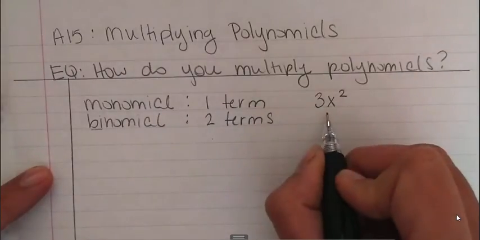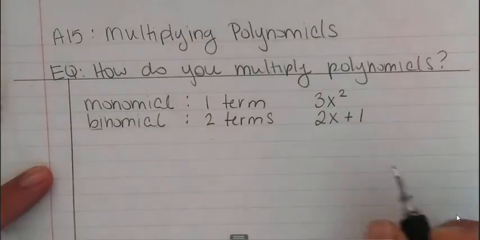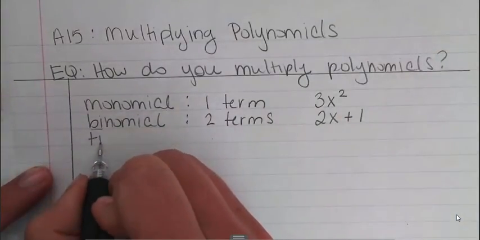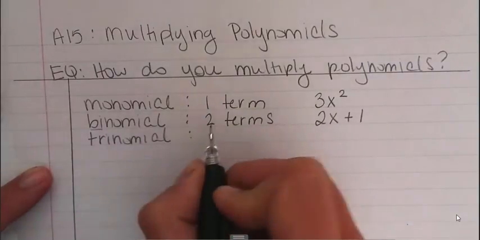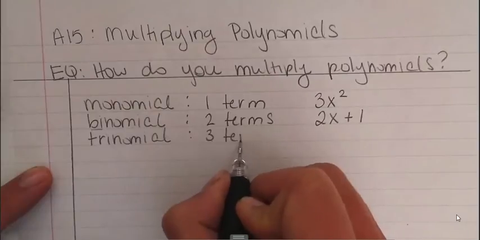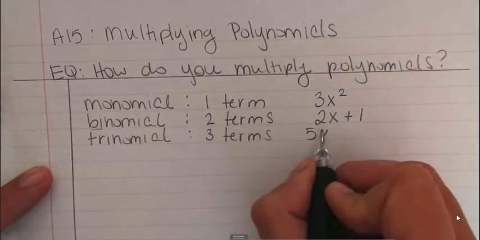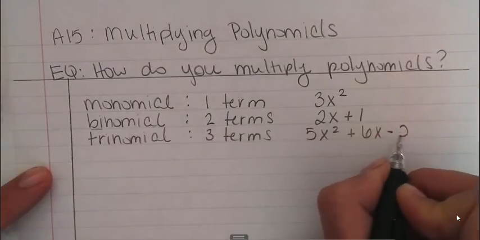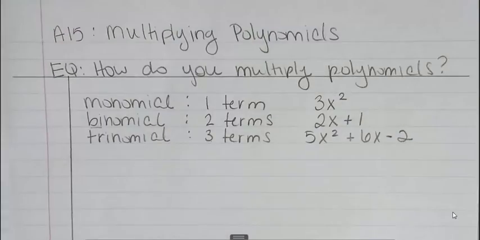So I could have 2x plus 1 or a minus. Okay. You could have a trinomial. That's three terms. So we could do 5x squared plus 6x minus 2. And then pretty much after that, we start just calling them polynomials.